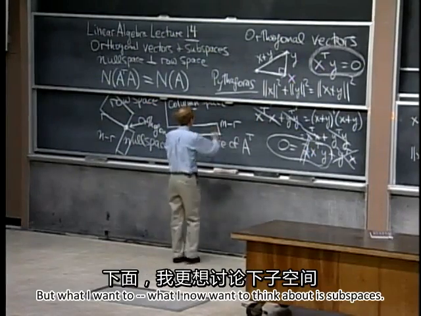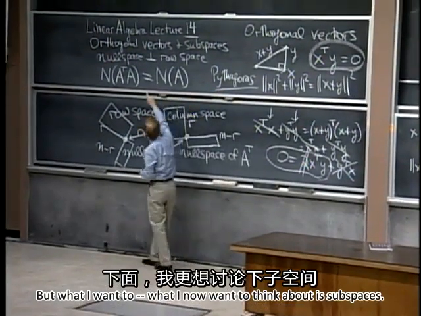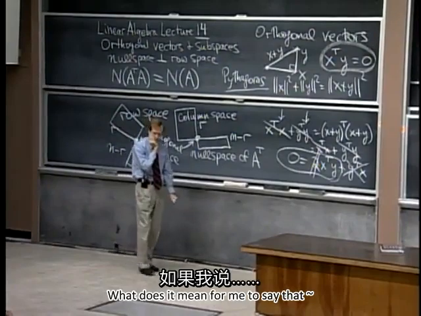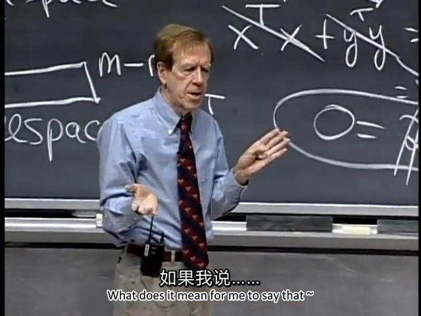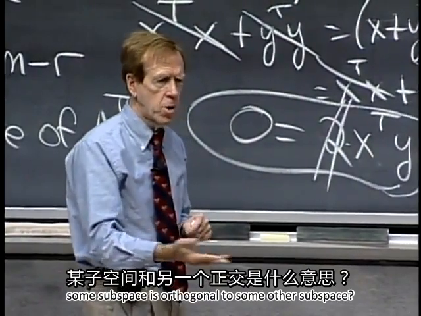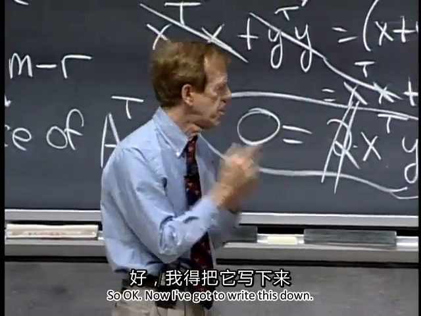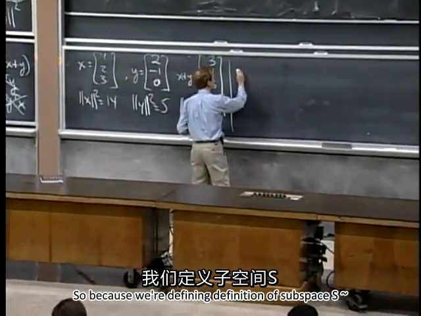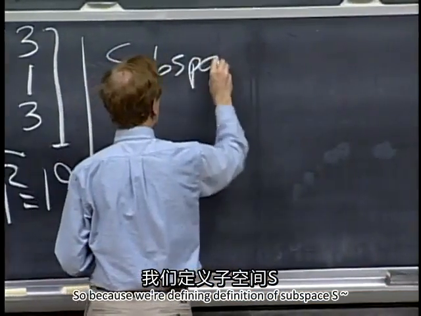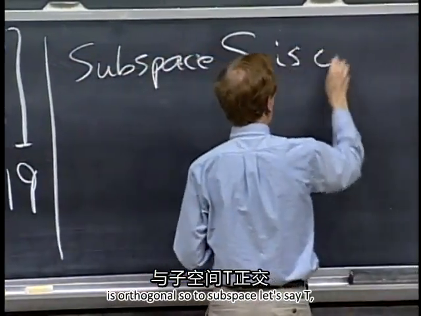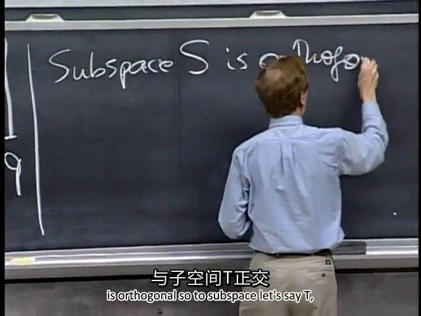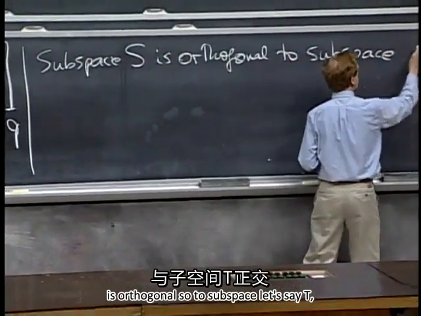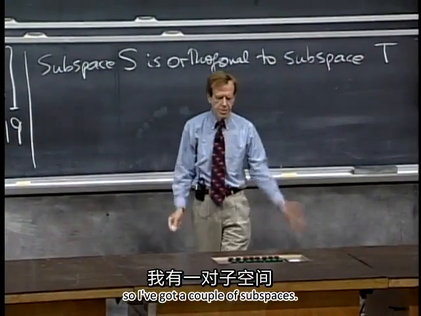But what I now want to speak about is subspaces. What does it mean for me to say that some subspace is orthogonal to some other subspace? Okay, now I've got to write this down, because we're defining the definition of subspace S is orthogonal to subspace, let's say T. So I've got a couple of subspaces.